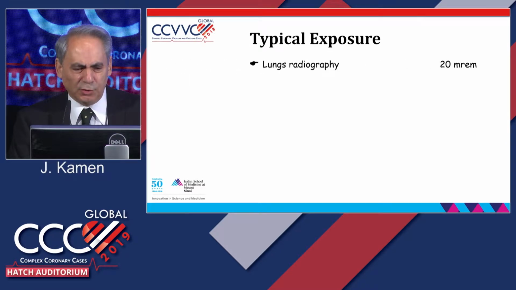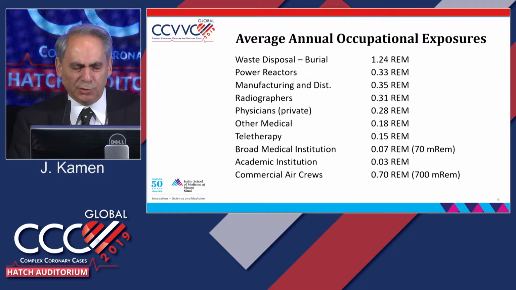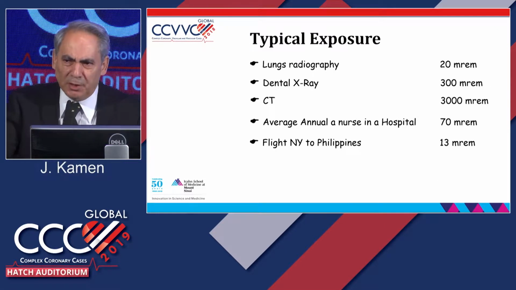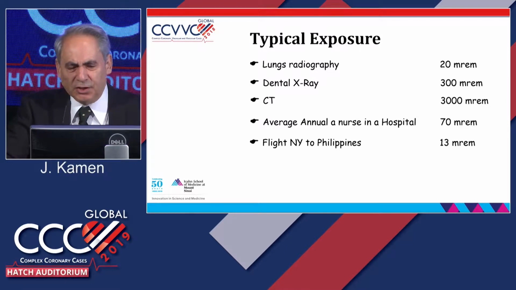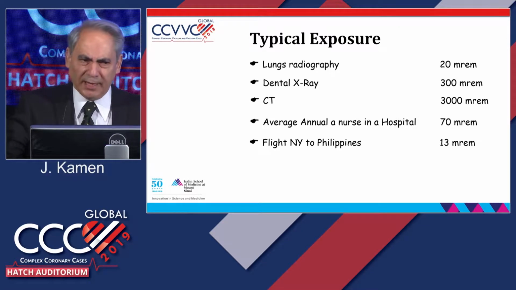Typical exposure: you should know roughly what kind of radiation exposure you give to different people. If you get a chest radiography, you get 20 millirem. Dental is about 300 millirem. CT is about 3,000 millirem or 3 rem. Average annual to a nurse in a hospital is 70 millirem. A flight from New York to the Philippines is 13 millirem. So these are the typical exposures that we get on a daily basis for different types of work.